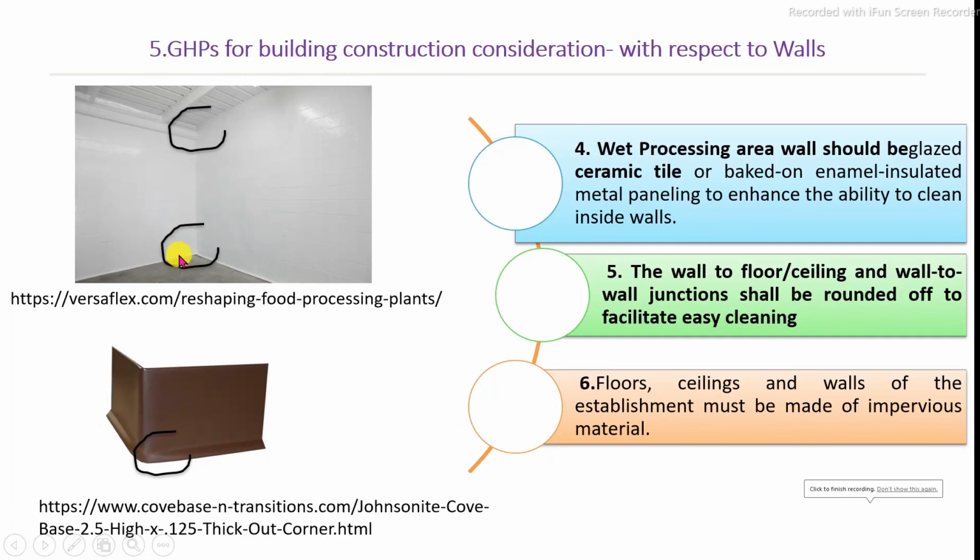Then wall to floor or wall to ceiling, between the joints, these joints must be properly sealed, and there should be a 45 degree rounded or specific 45 degree angle slope in order to clean properly. In some industries, wet processing areas, there should be internal tiles fitted, or specifically metal sheet, fixed in this type of rounded way.